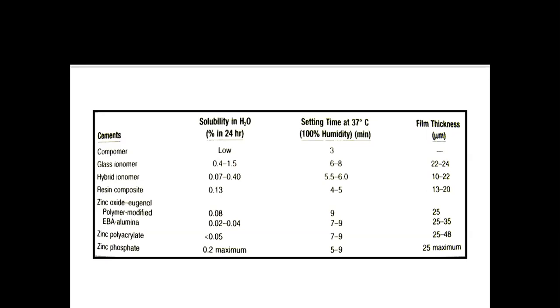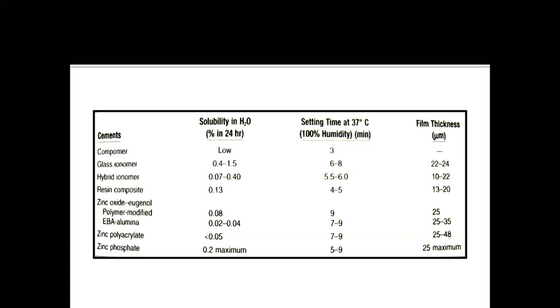Okay, that is 0.2% solubility in water in 24 hours, that is zinc phosphate. Now if you see setting time at 37 degrees, they have given the setting time here: 6 to 8 for glass ionomer, compomers is 3, hybrid ionomer is 5.5 to 6 minutes, resin cement is 4 to 5 minutes.